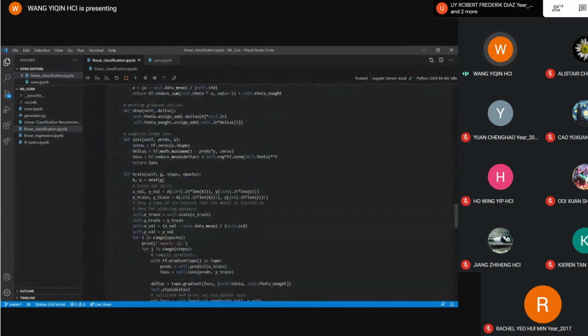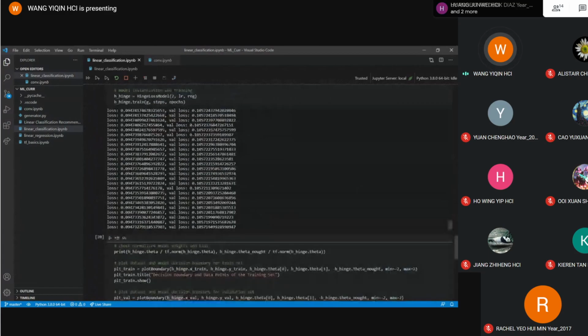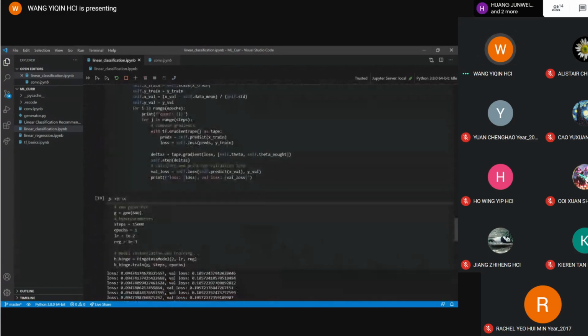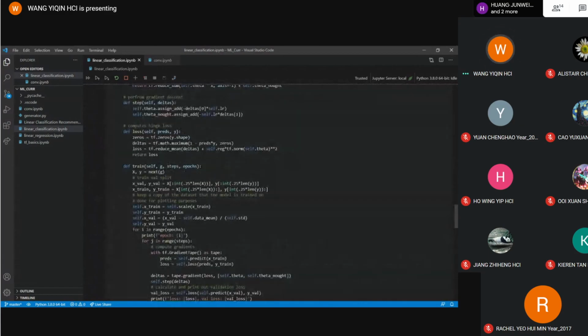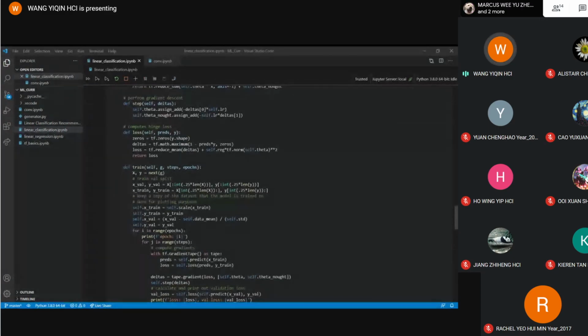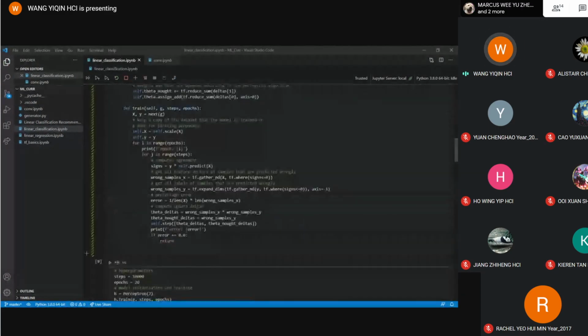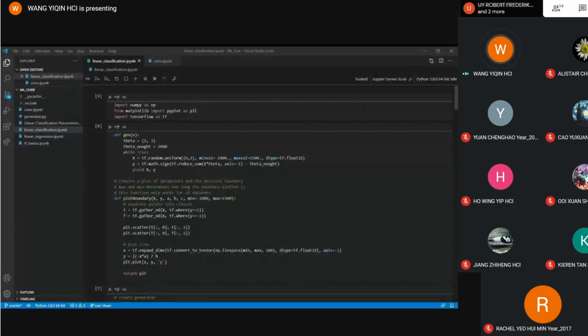I'll be uploading this onto the drive, so if you still need to clarify the code, you can just go up there and look at it. So far, any questions? If not, we'll move on to today's lesson.